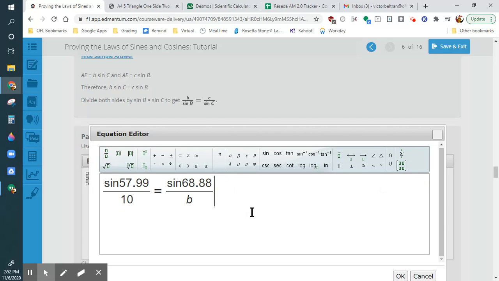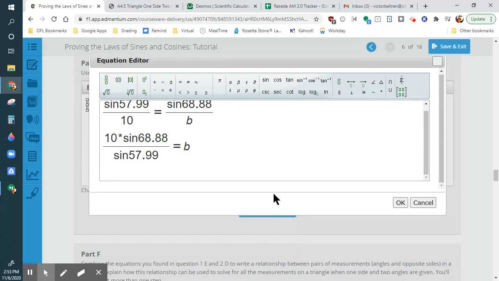So now we're going to multiply both sides. We're going to flip everything over. So we have 10. And I'm going to flip everything over and multiply. You guys saw how I did it. You can rewind if you feel you need a refresher on that. And I'm going to divide all of this, so I'm doing a couple steps here, all of this by sine of 57.99. And this is all equal to my little b.